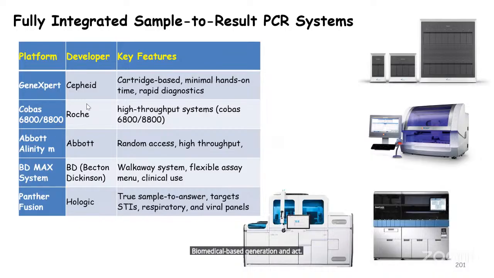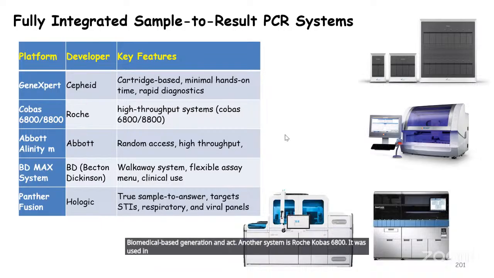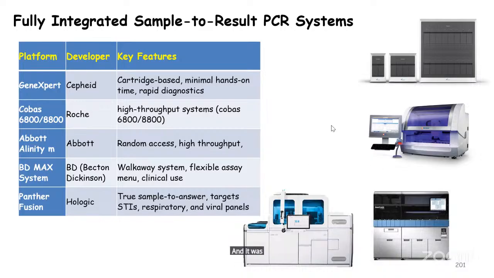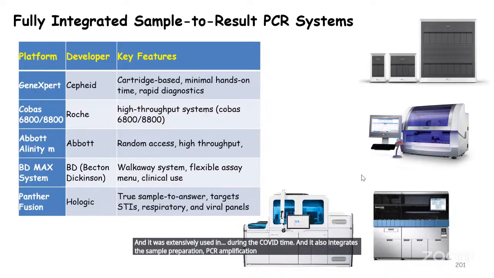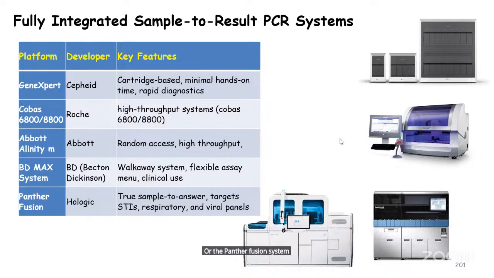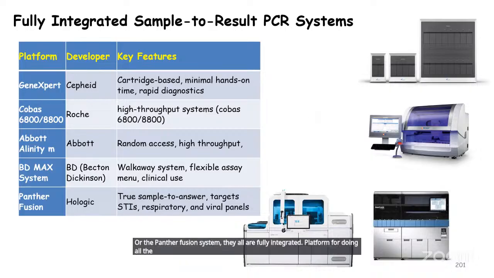Another system is Roche Cobas 6800. It was used during COVID time in many centers in India. It is a very high throughput, fully automated system. It can process 100 to 1,000 samples per day, and it was extensively used during the COVID time. It also integrates the sample preparation, PCR amplification, and detection seamlessly. Other machines are the BD MAX system or the Panther Fusion system. They all are fully integrated platforms for doing all the processes one by one on the same sample.